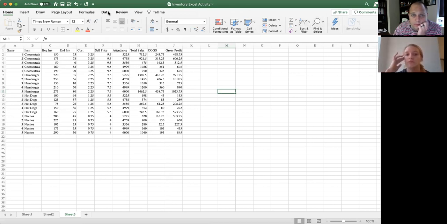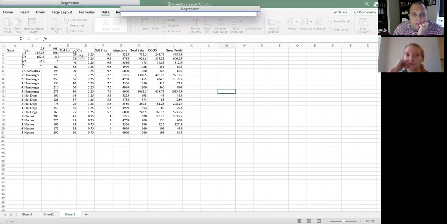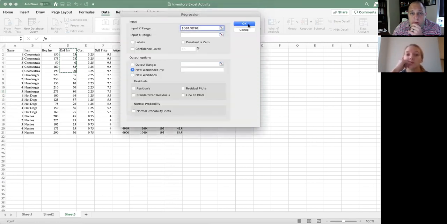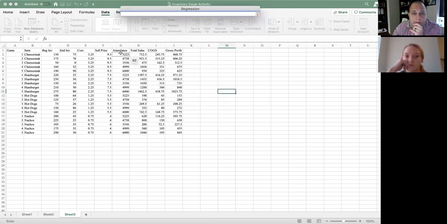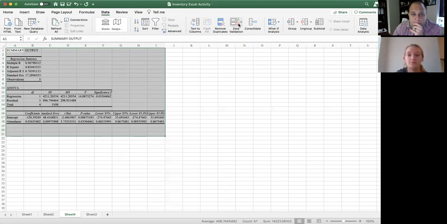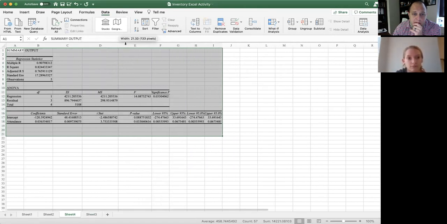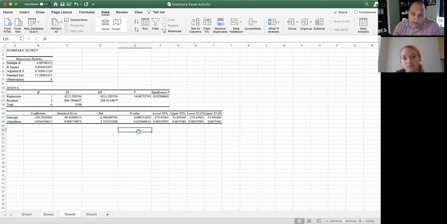and let's do our data analysis, regression. We're going to do ending inventory for cheesesteaks. Okay. We're going to bring that down. Then we're going to do our attendance. Labels and go. All right, so what this predicts, as we look at it, this actually is a really good predictor of how many cheesesteaks we have. Attendance is a really good predictor for us.